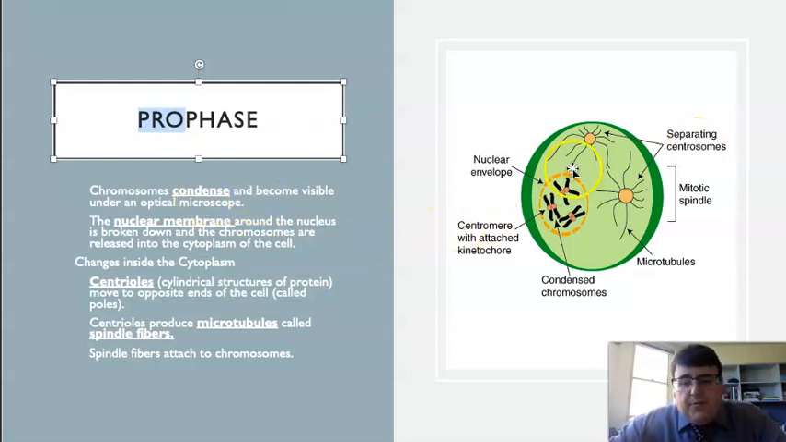Then we have the nuclear membrane here. The nuclear membrane starts to break down and the chromosomes are released into what's known as the cytoplasm of the cell. There's also some changes happening in the cytoplasm. We have centrioles, which are cylindrical structures of protein. They're going to start to move to opposite sides of the cell, and they're going to produce microtubules, specifically spindle fibers, which are made of microtubules, and they're going to attach to the chromosomes a little bit later on. So that's what's happening in prophase. I would be able to draw this.